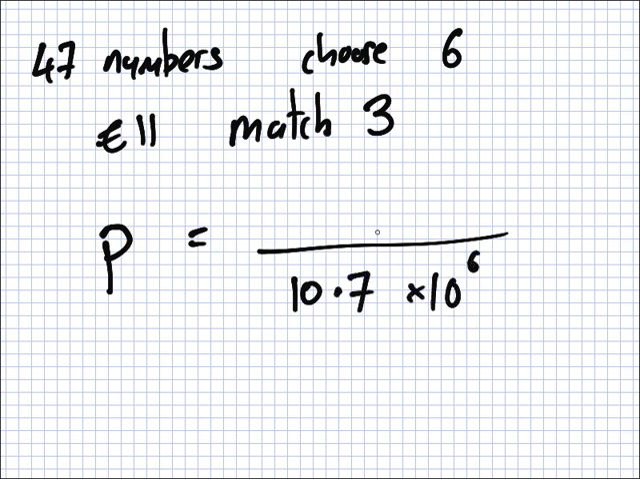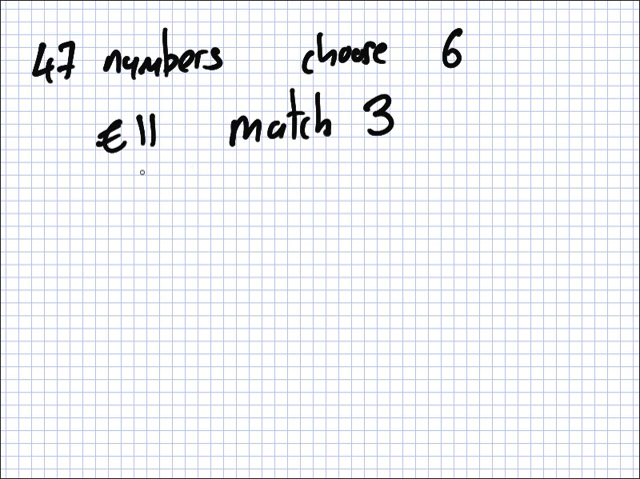So you've got to figure out on the top, how many ways can you match 3? So actually don't worry about the probability just yet. Just tell me how many ways you can match 3. And it's not 47 choose 3. You could just think about it and write something down. You pick your 6 numbers as normal, and 3 of them match the winning numbers.